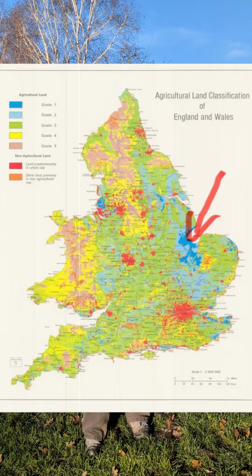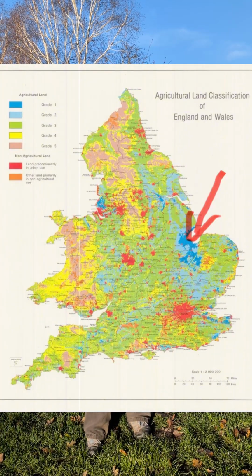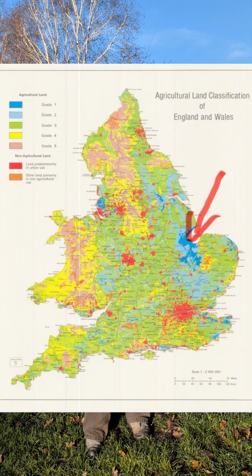Peat has very high nutrients, lots of water, and it's often grade 1 or grade 2 agricultural farmland, which means that it has very high yields of crops, and it produces around 37% of the UK's vegetables.